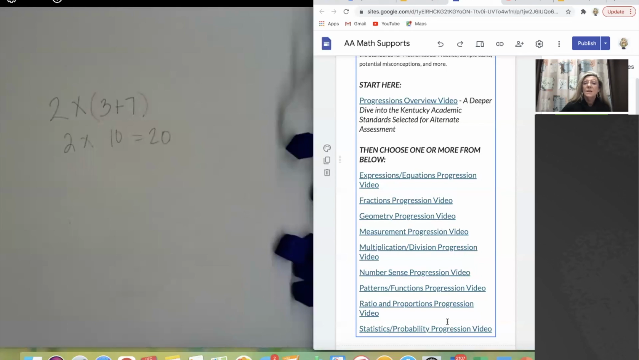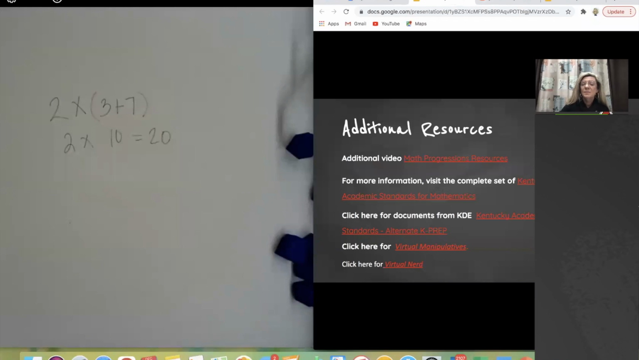So that's a nice resource. If you get into your alternate targets and you're just not quite sure where this is going, where it came from, why am I starting here? This would be a good place to go to watch the little videos and get some knowledge and training on it. Then, of course, this is a complete set of the academic standards for mathematics.